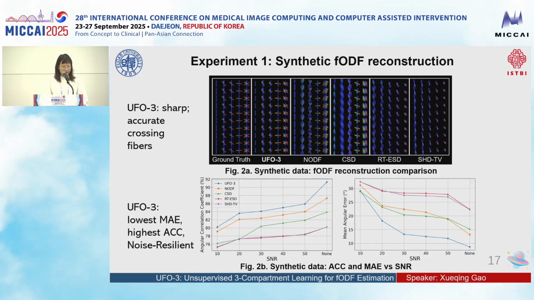Now let's look at the numbers. We use two metrics, mean angular error and angular correlation coefficient. UFO-3 keeps the error under 10 degrees and reaches 91% ACC, the highest among all methods. Even when there is strong noise, UFO-3 still gives accurate fiber directions. It is crucial for downstream tasks like tractography and brain network analysis.